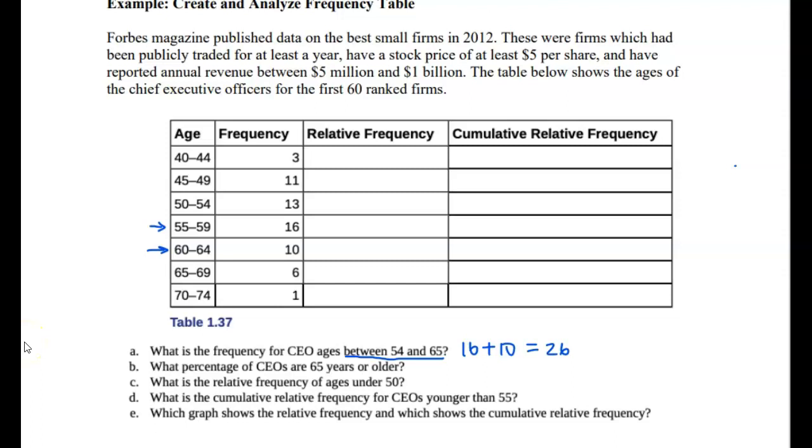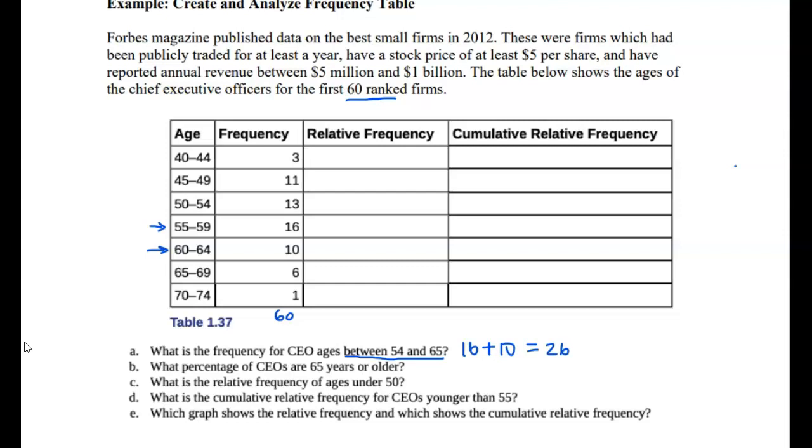All right. What percentage of CEOs are 65 years or older? Okay, so we're going to fill in the table. We're going to do the relative frequency. The frequencies, these numbers should add up to 60 because we're told it's the 60 ranked firms, and you can add these up just to check. So 3 plus 11 plus 13 plus 16 plus 10 plus 6 plus 1, that's 60.